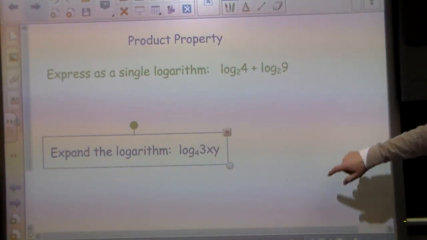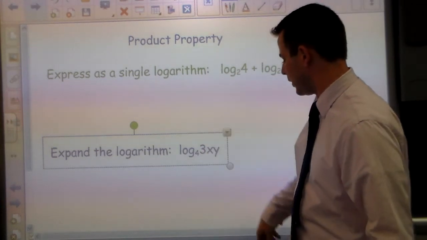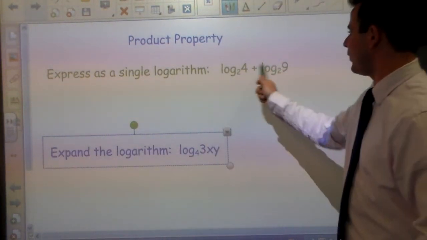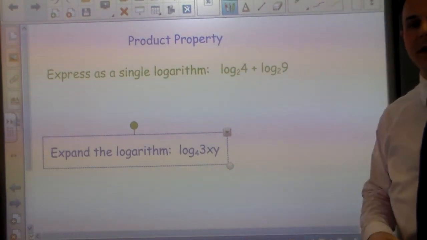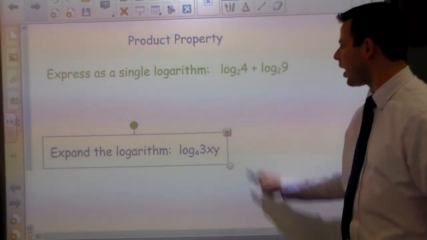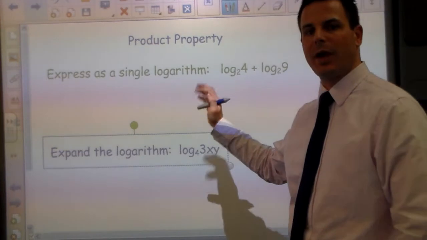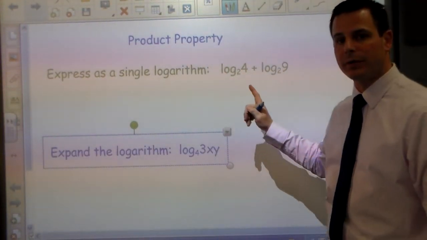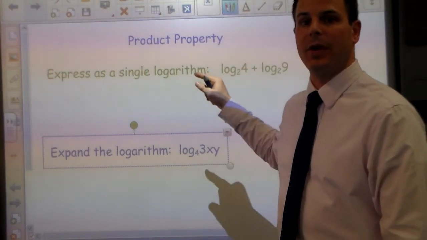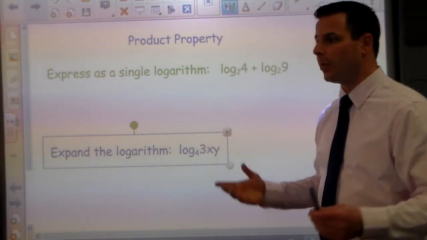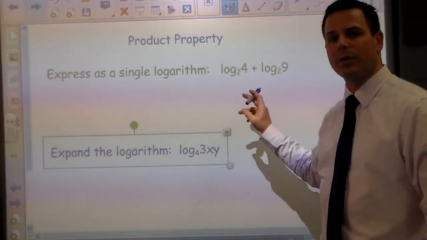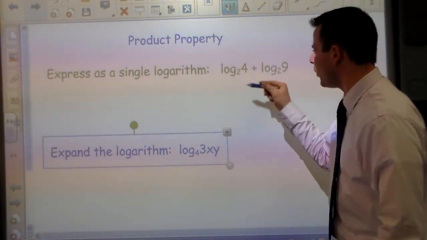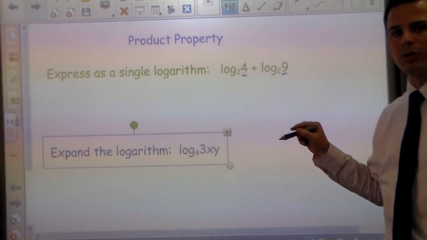So the product property says that we have logs being added together. If you remember, the word log means exponent. What this is saying is that we have log plus log, or in other words, we're adding exponents. When you add exponents, you're multiplying. So that's exactly what we're going to do with the logs. We're going to multiply, but we're not going to multiply everything. We're only going to multiply the of portion.